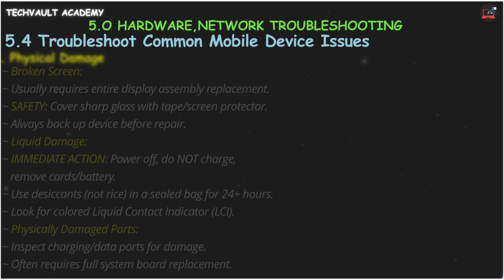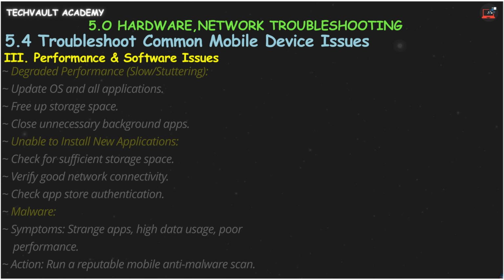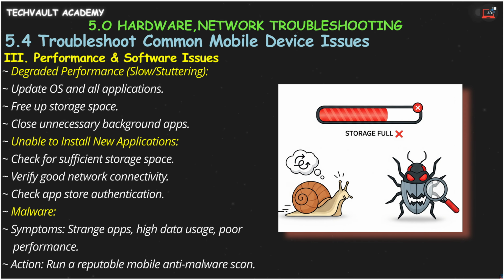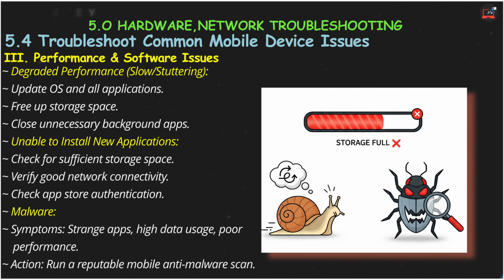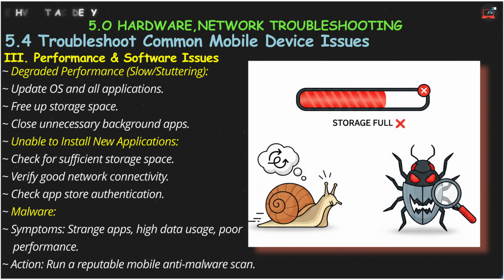Let's move on to performance and software problems. If your device is showing degraded performance, running slow or stuttering, start by updating your OS and all your applications. Freeing up storage space by deleting old files or apps can make a huge difference. Also, check for and close any unnecessary apps running in the background.